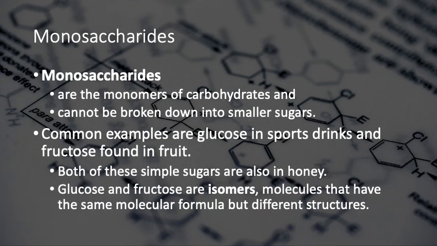Monosaccharides are the simplest carbohydrates and serve as the monomers for more complex sugars. They cannot be broken down into smaller carbohydrate units. Common examples include glucose, which is a major energy source for cells, and fructose, which is commonly found in fruits. Even though these sugars may share the same molecular formula, their atoms are arranged differently, which affects how they behave chemically. These simple sugars are central to cellular metabolism and energy production.